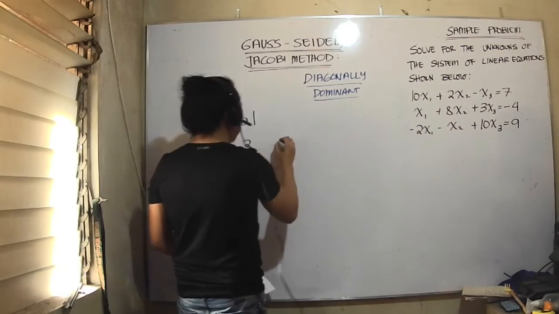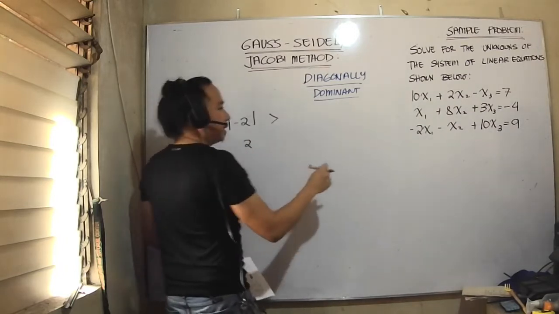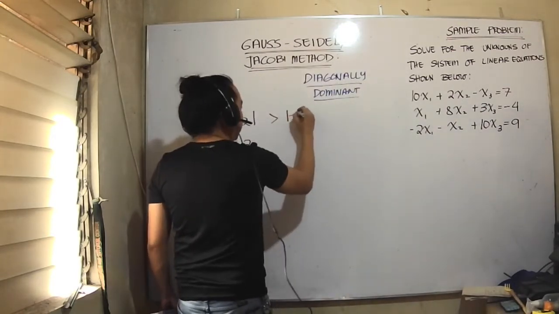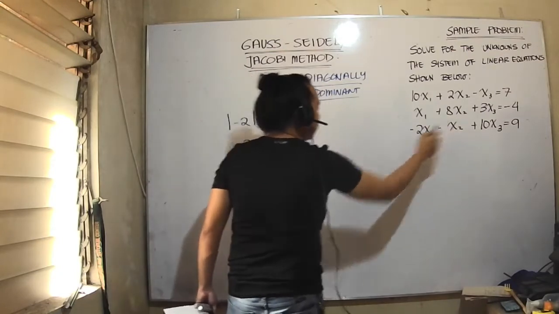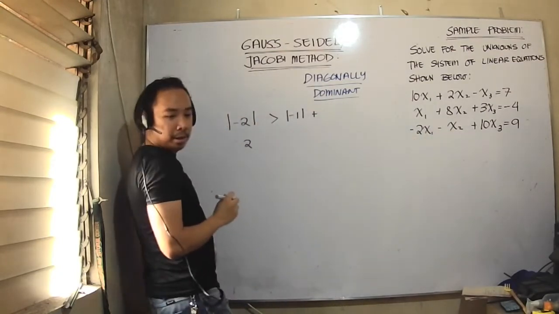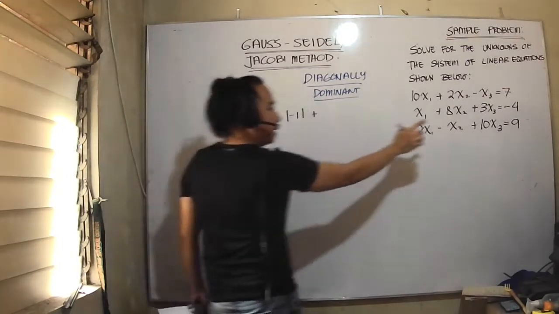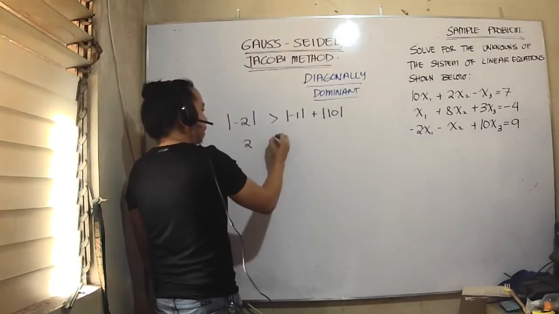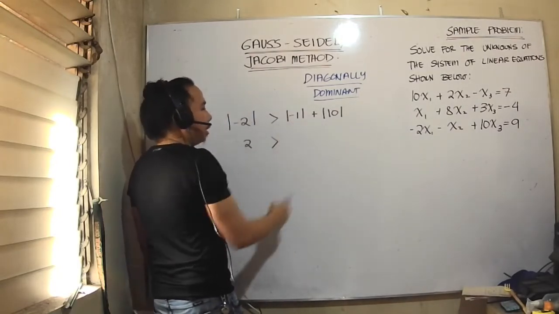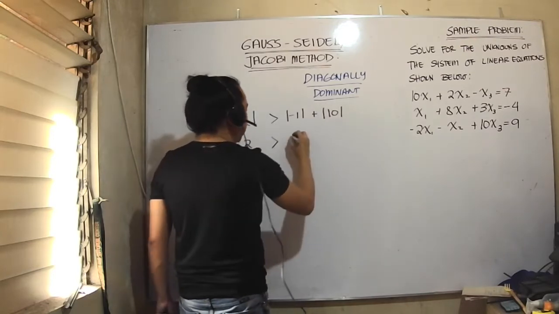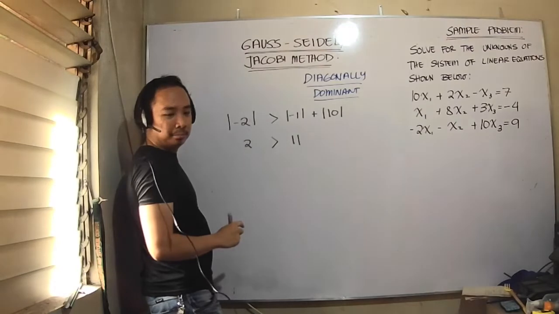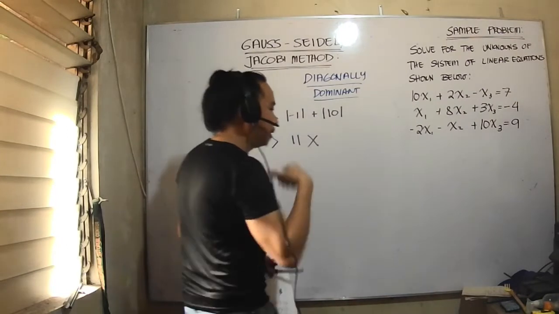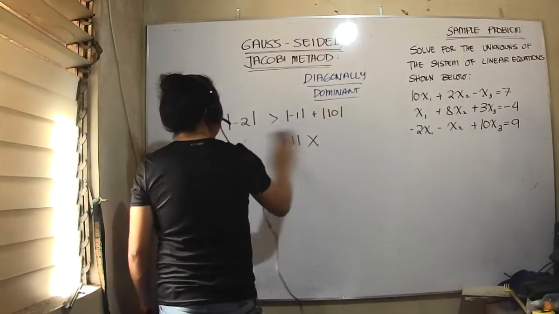This should be greater than the sum of the absolute values of the other coefficients. We have negative 1, so let's just throw out the negatives: 1 plus 10, that is 11. 2 greater than 11 is false, so this cannot be the dominant arrangement.